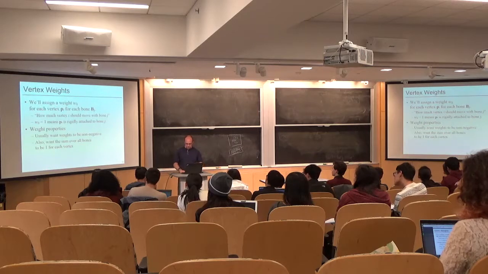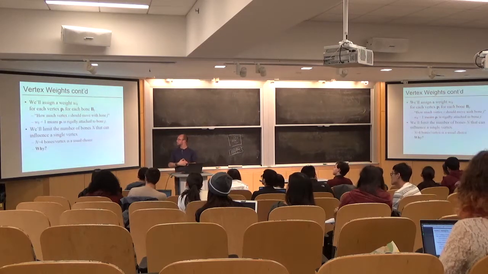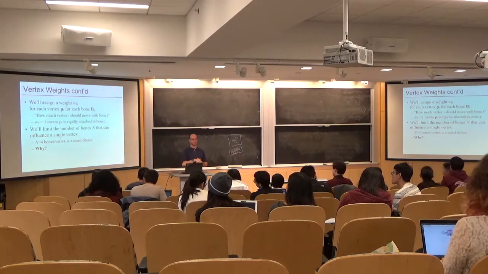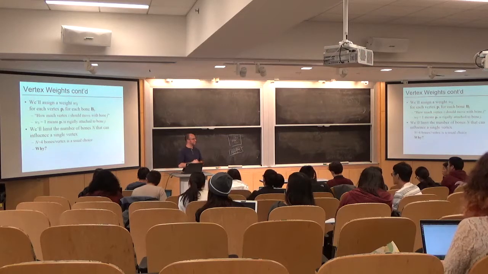Okay. Typically, by the way, you limit the number of bones that influence a vertex. Does anybody intuitively see why that might be?